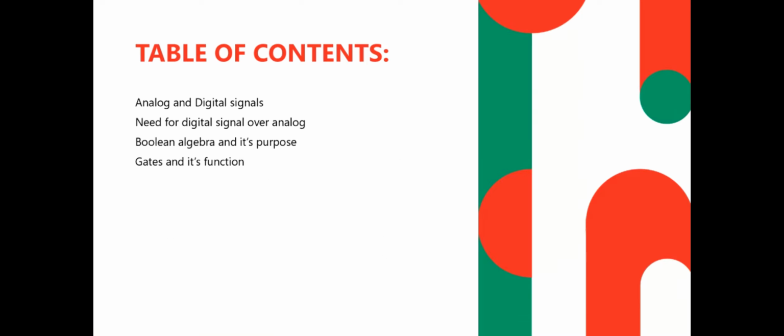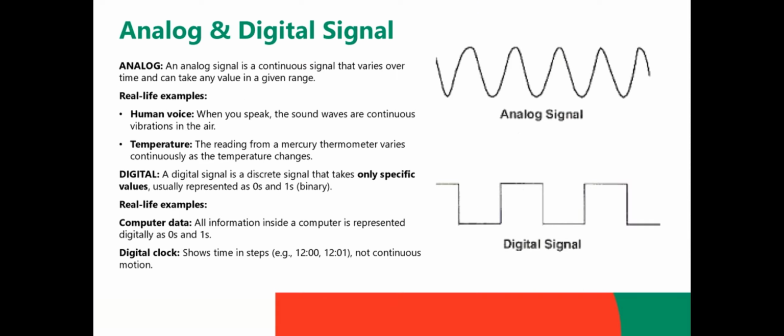Here, real life examples are like human voice. When you speak, the sound waves are continuous vibrations in the air, so it's also analog in nature. And everything around us is analog in nature, like the temperature reading from a thermometer. The reading from a mercury thermometer varies continuously as the temperature changes. The mercury liquid is temperature dependent, so it changes accordingly when the temperature increases or decreases respectively.